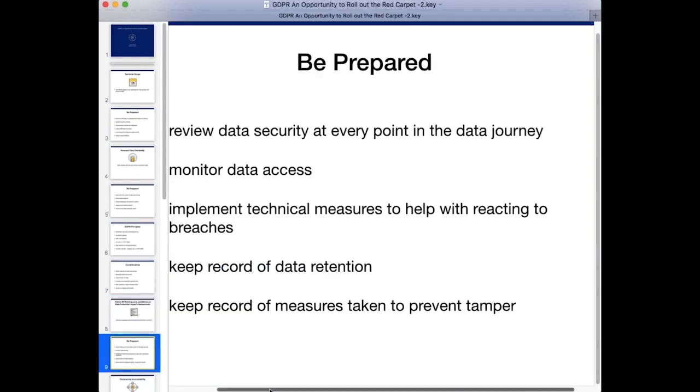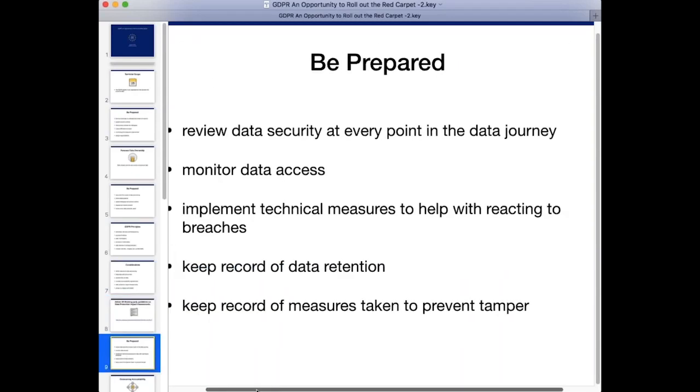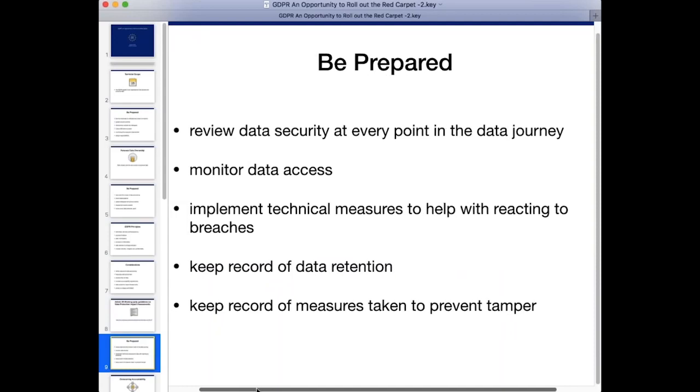Once again, what can we do to prepare? We can answer the following questions perhaps about current data processing. So do we know what is the nature of the personal data that we need? How do we collect it? How do we store it? And how do we transmit it? And then look at how is the data protected from incorrect use and access at every point in its journey.